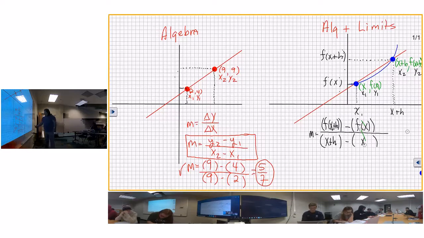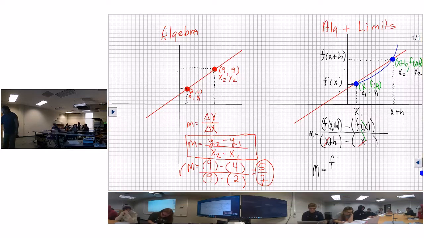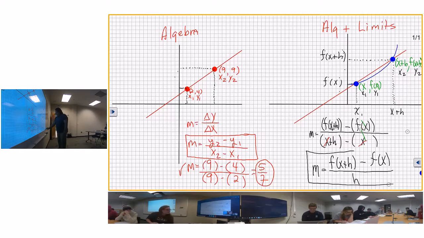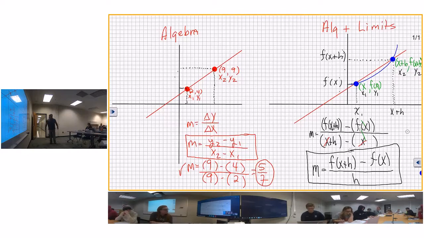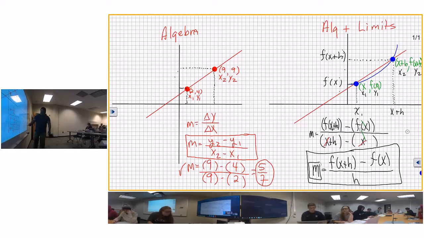And what happens to the x's on the bottom? Somebody tell me what we have. We've got the difference quotient: f of x plus h minus f of x over h. So somebody tell me what a fancy word like the difference quotient gives us. It gives us what? Slope. So that's all the difference quotient gives us.